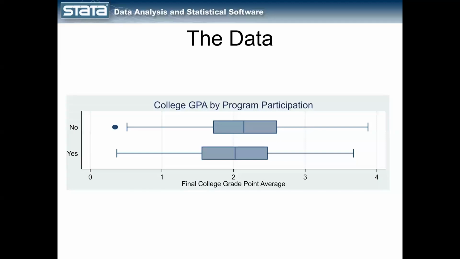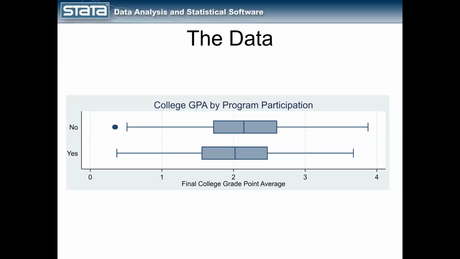So box plots, I like box plots for exploring data as well. Here the horizontal axis is final college GPA, that's our endpoint of interest. And here I've done this by program participation. So did they or did they not participate in our study skills program? Well, this is a little troubling because according to this box plot, the students who took our study skills program had lower median GPAs than the students who did not take our study skills program.